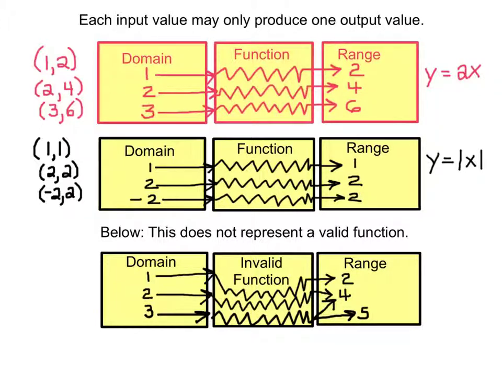And we must be aware when we have an invalid function, as we have below, where our input value 3 is pointing to 2 outputs, because that's not a valid function. One output for each input. Let's look at graphing a function.